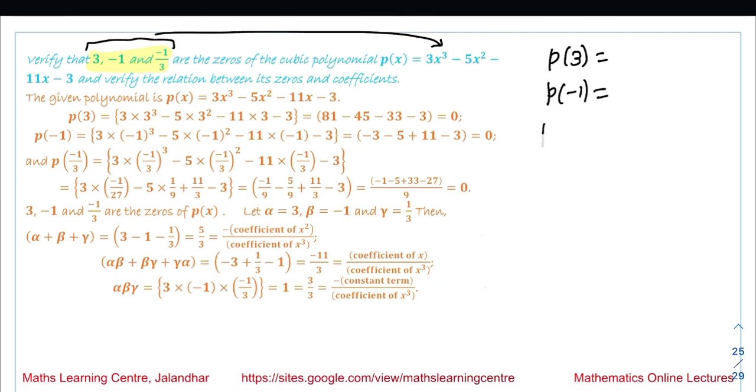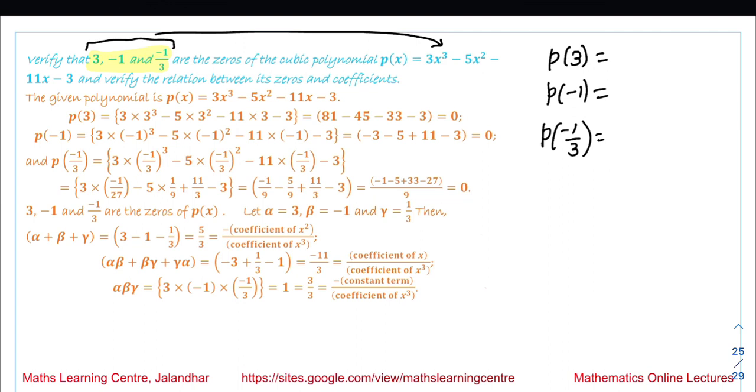The question we have is that 3, minus 1, and minus 1 by 3 are the zeros of this polynomial, and verify the relation between its zeros and coefficients. So first of all, we have to prove that these three values are the zeros of this polynomial. To prove that these are the zeros, we have to find the value of p of 3, the value of p of minus 1, and the value of p of minus 1 by 3.